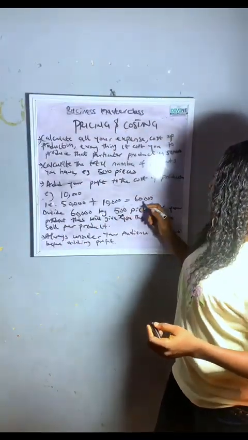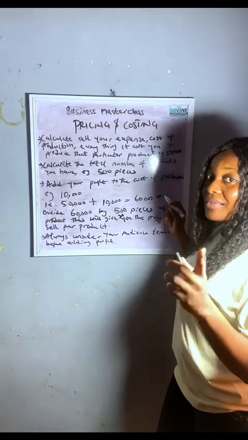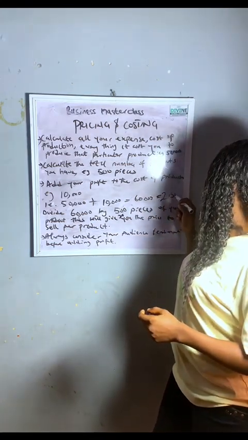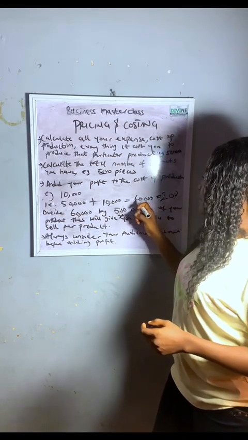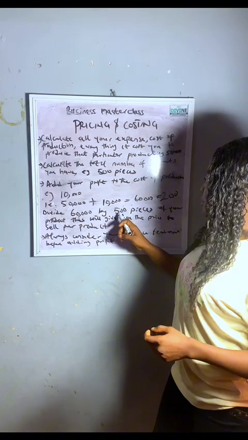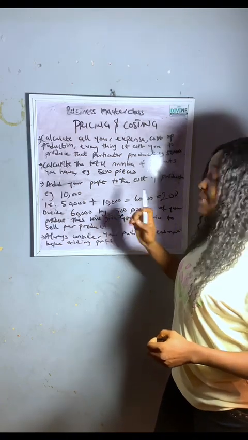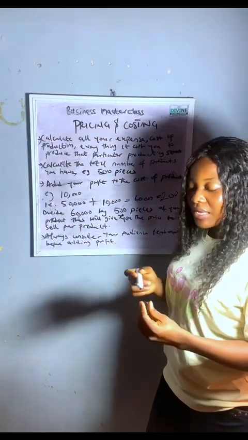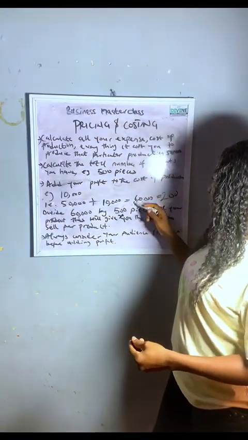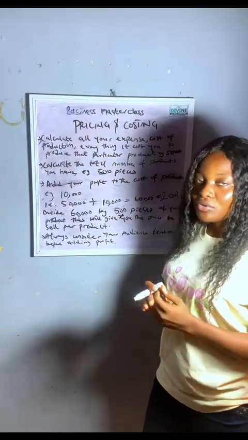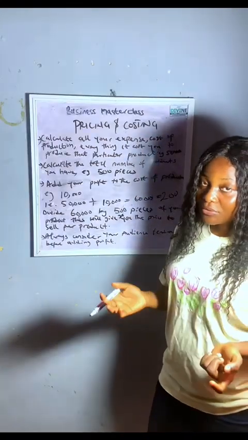Let's say, I'm just saying, at the end of the day, you're having 200 naira after dividing 60,000 by 500. That means for this particular product, you're going to be selling one product at 200 naira. So at the end of the day, after selling, you'll be arriving at 60,000 naira. That way, you have covered your cost of production and you've also made little profits out of it.